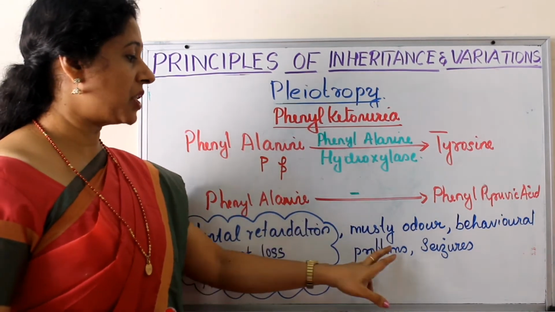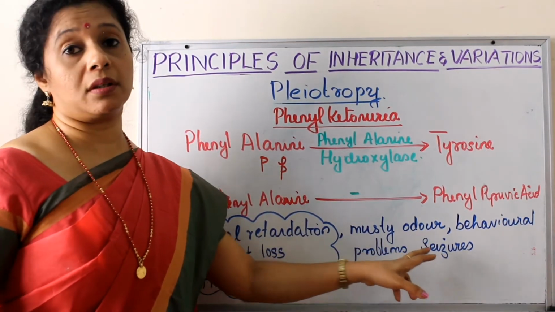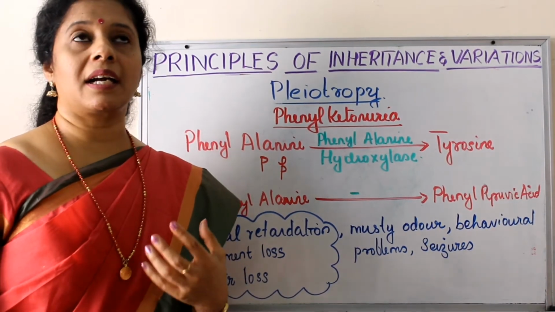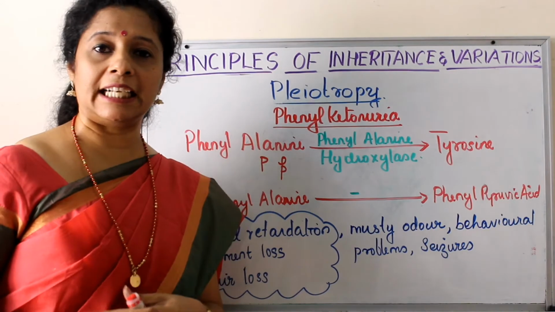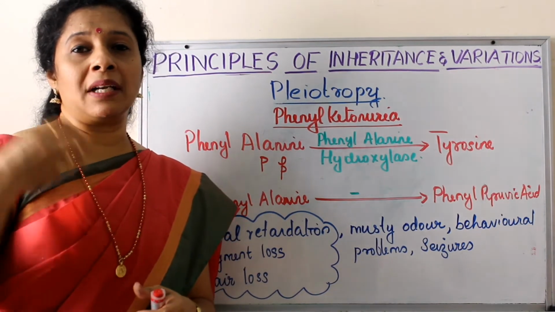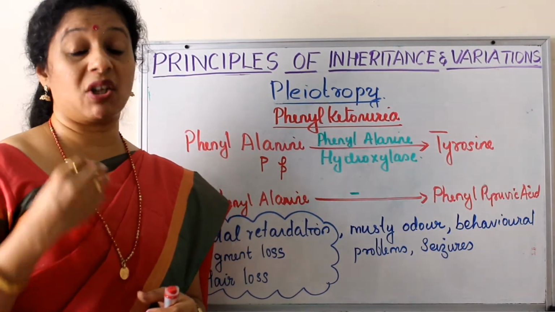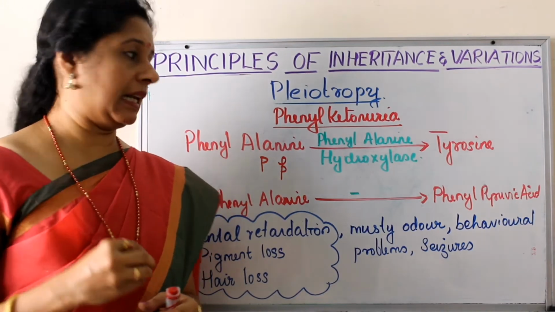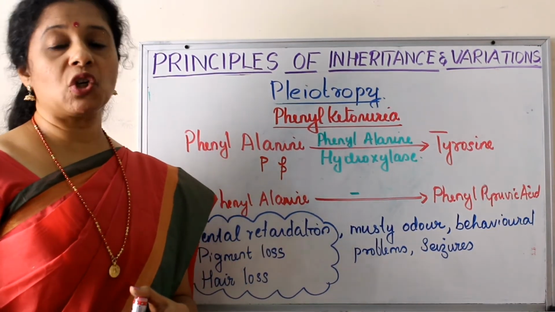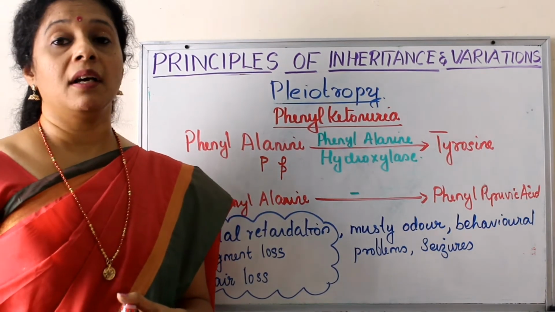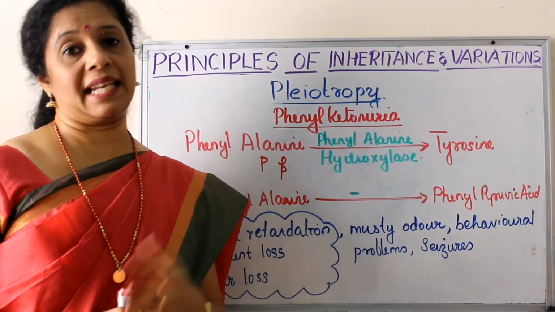Other than that, the patients will have a musty odor. Musty odor means the kind of unpleasant smell we get in a damp place which is not ventilated properly. Their skin, urine, hair and all will smell like that because of the deposition of phenylalanine. And also they may have some behavioral problems. So this is also another example of pleiotropy where one gene is controlling many effects.